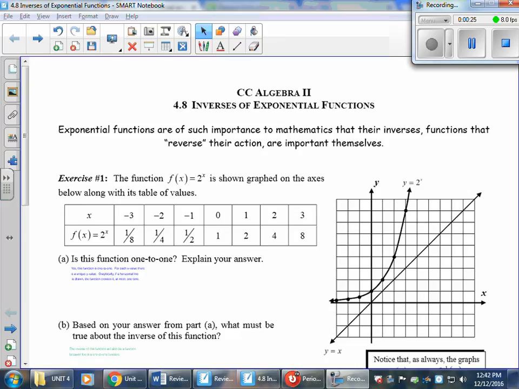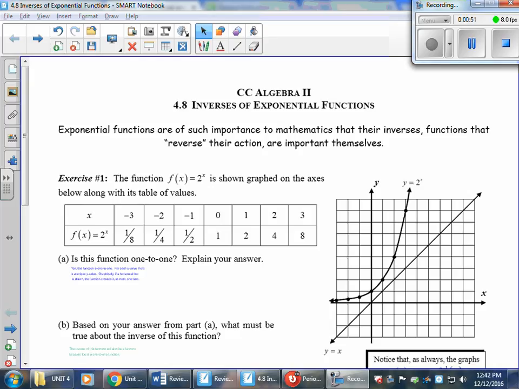So exponential functions are of such importance to mathematics that their inverses, functions that reverse their action, are important themselves. So exercise 1. Shown here is the graph f of x equals 2 to the x, along with the table of values shown. So the first question says, is this function one-to-one?